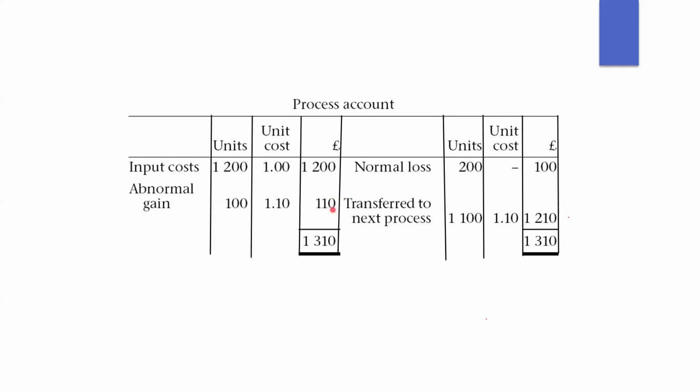That is one method. The other method is you can calculate it based on the cost per unit. So here the abnormal gain is 100 units, and cost should be valued the same as the output, which is £1 and 10 pence. So the abnormal gain is 110.